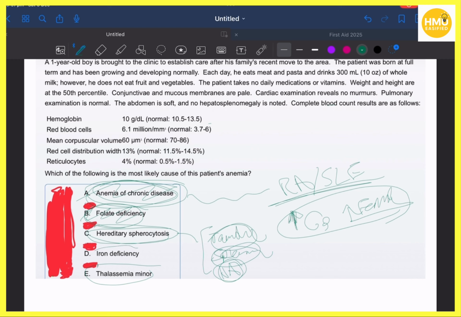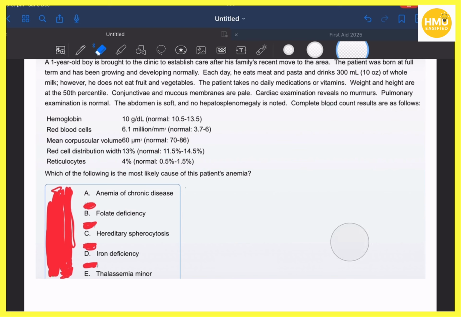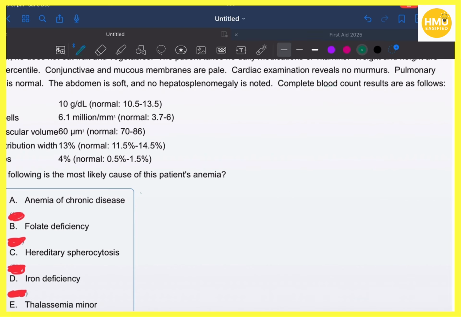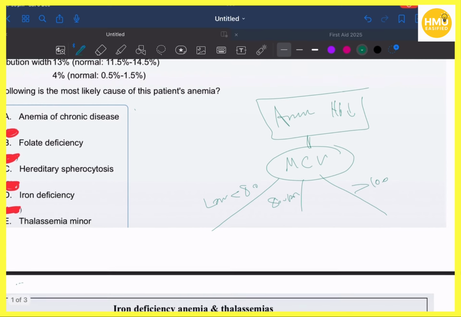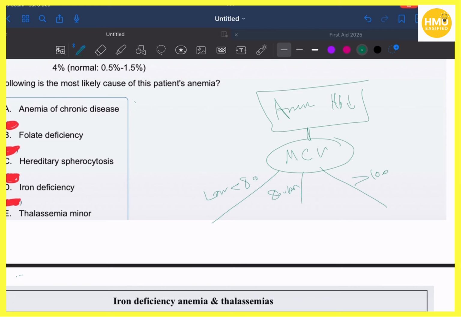Iron deficiency and thalassemia are probably the only two valid answers you might pick in this situation because the MCV is low. So let's just draw a small diagram here. Anemia is basically low hemoglobin. First step, you look at the MCV, which is how big your RBC is. If it's below 80, it's microcytic anemia; normal, 80 to 100, this is normocytic anemia.